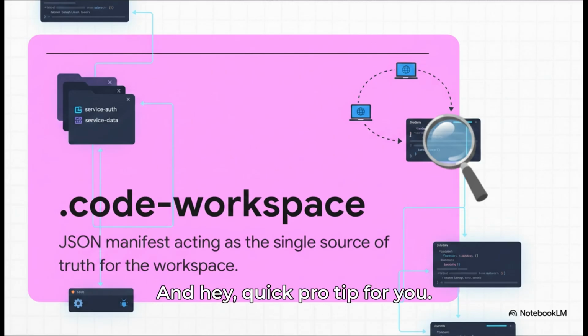And hey, quick pro tip for you. Use relative paths inside this JSON file instead of absolute paths. Why? Because by using relative paths, you ensure this workspace file is perfectly portable across your entire team's macOS machines, no matter where they actually clone the repos on their local drives. It's a total game changer.